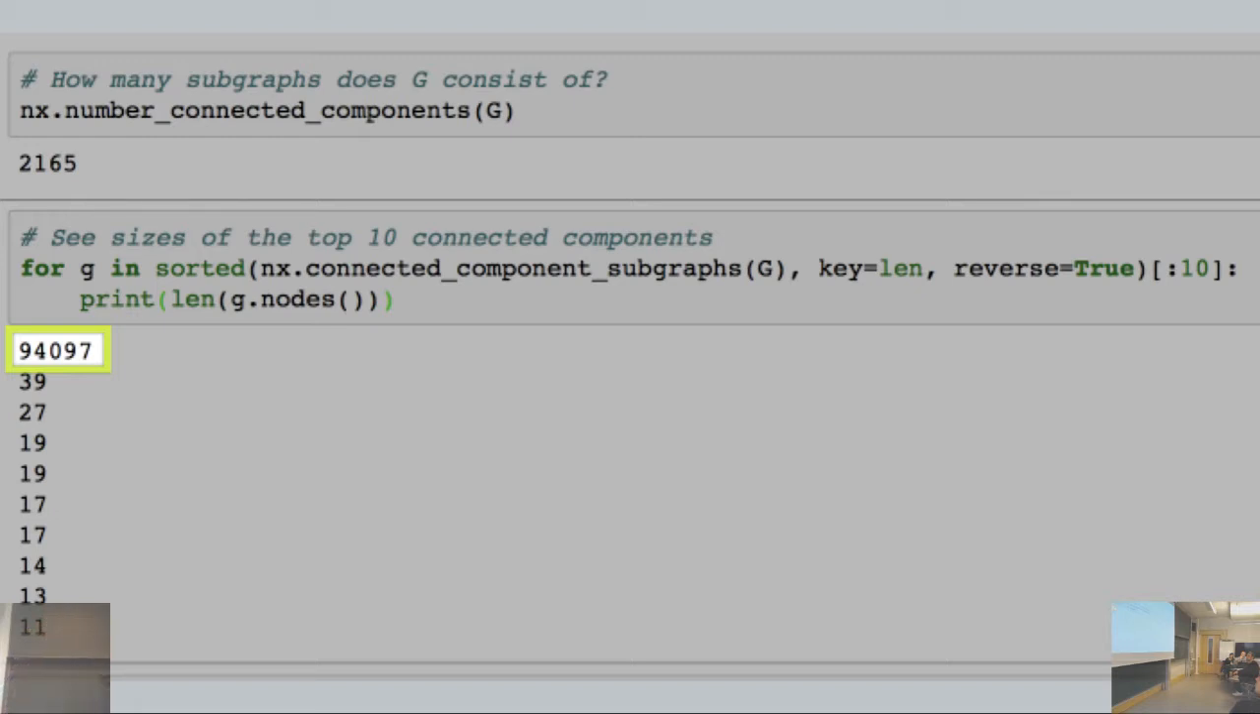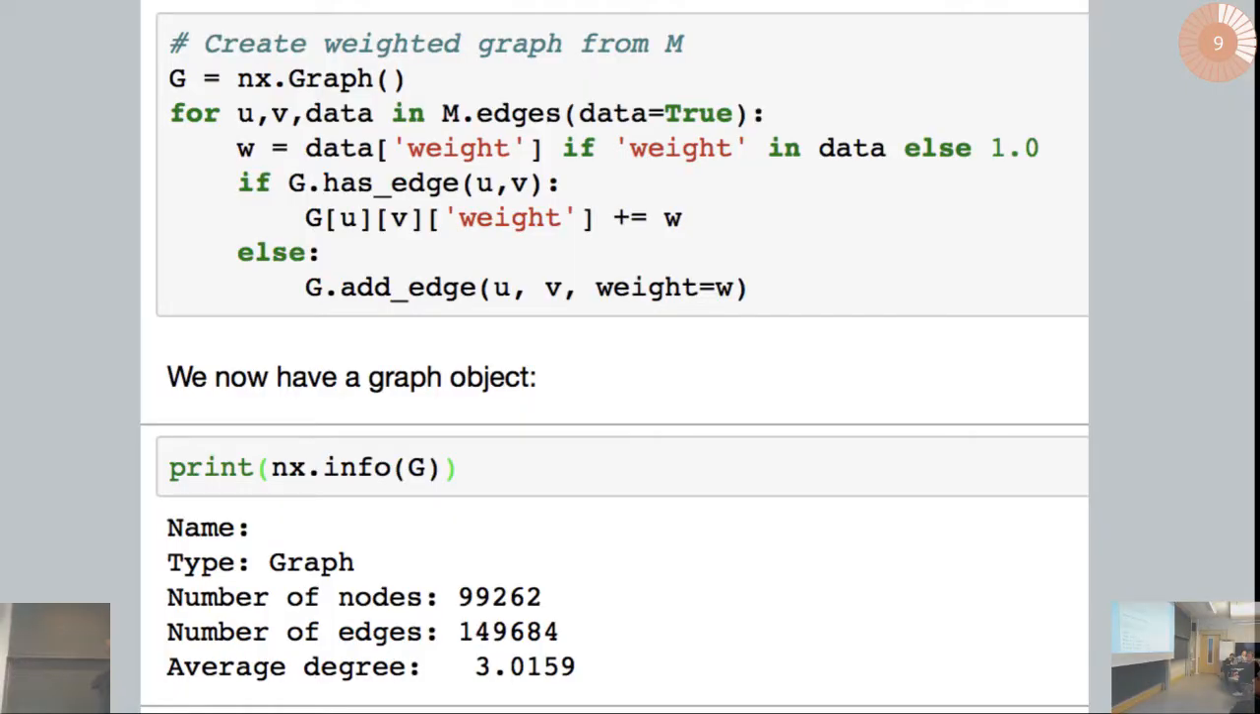Then you have to reduce the graph somehow, or at least it's often useful to do that, so you can get different properties. In this case, at the top of this slide, there are 2,165 connected components in this network. So basically, there are 2,165 different islands in this network. But if we look at the size of these islands, the largest one, the so-called giant component in network terminology, is 94,000 nodes, which is quite a large proportion of these 99,000.